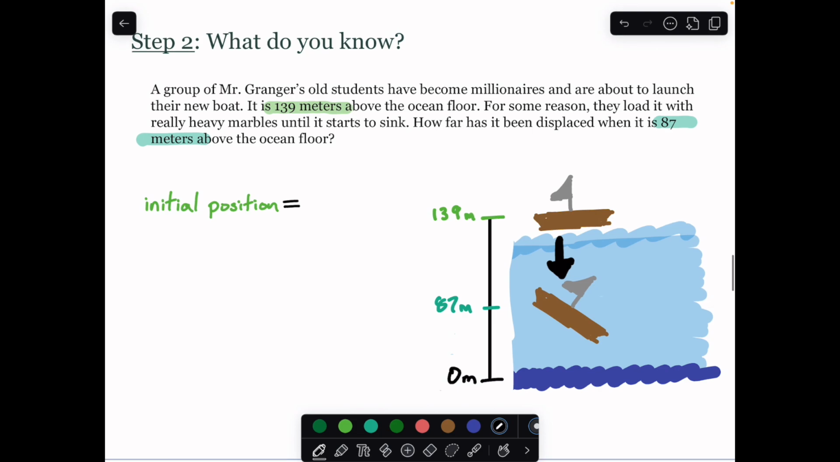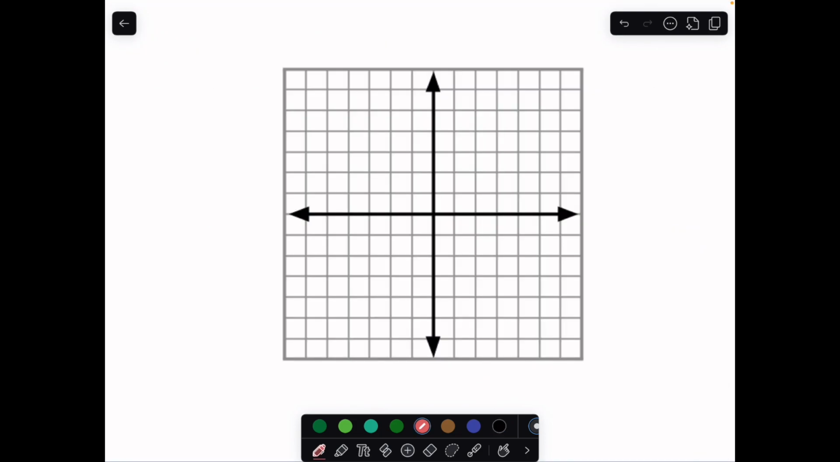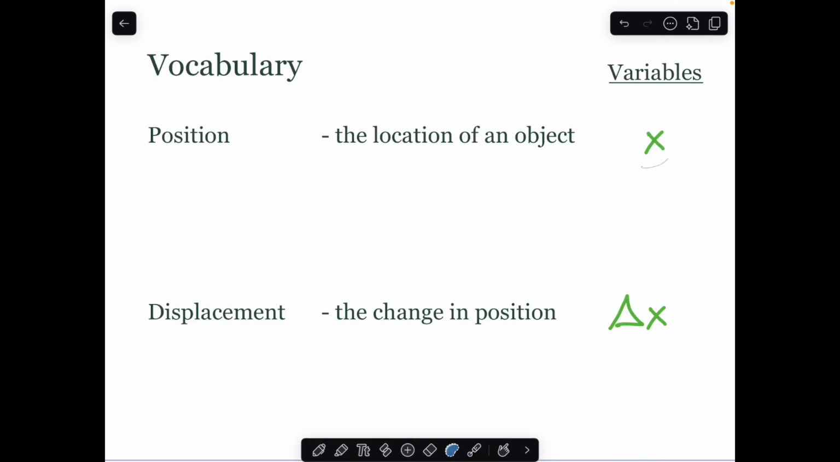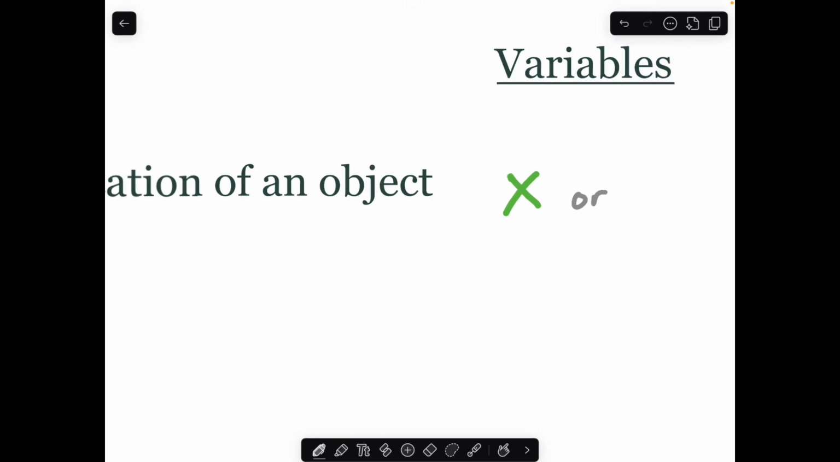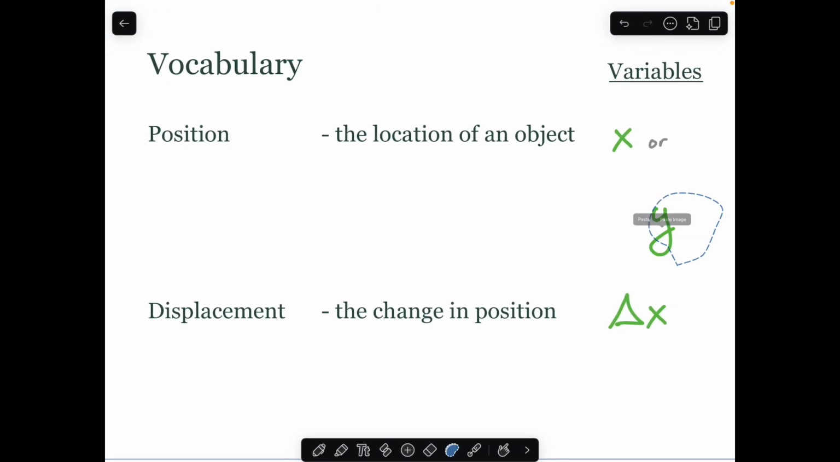You can use a math symbol for this. If you saw a coordinate plane, you would see that this would be labeled the x direction. This would be labeled the y direction. We are not moving in the x direction. We are moving in the y direction. So, position, we can use x if we are in a horizontal position, a back and forth position, or use y if we're talking about a vertical or an up-down position.